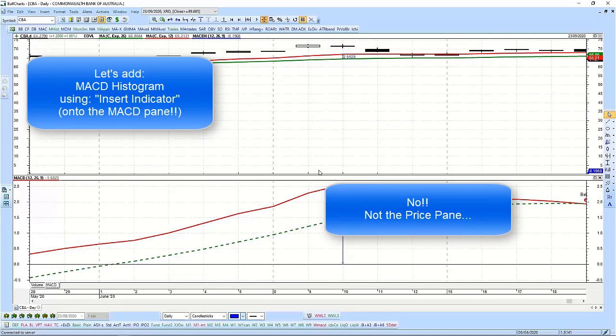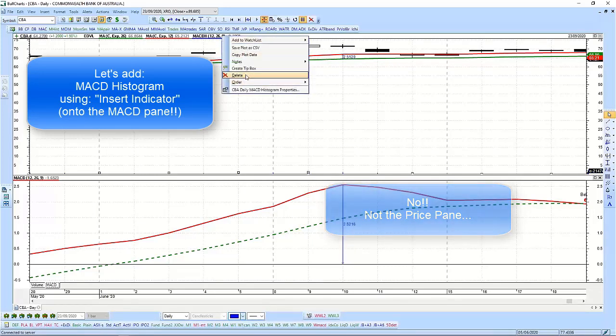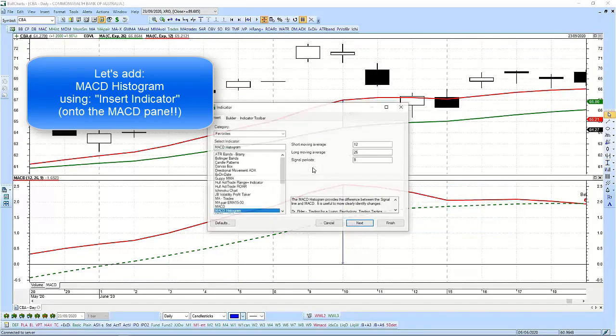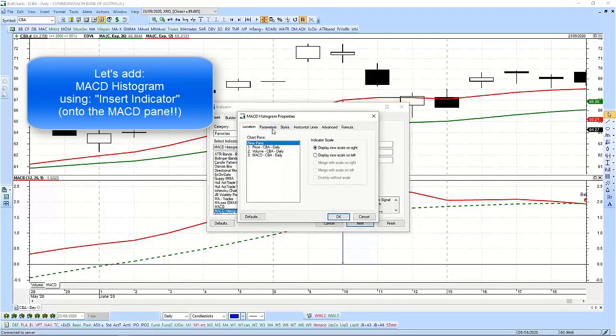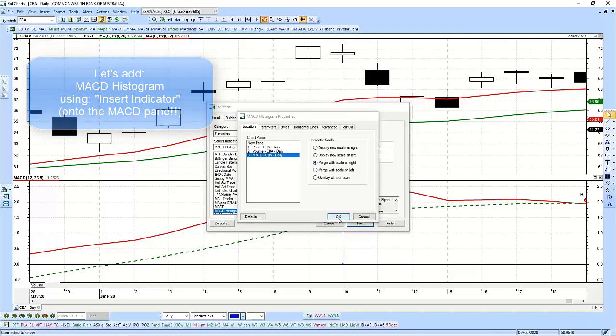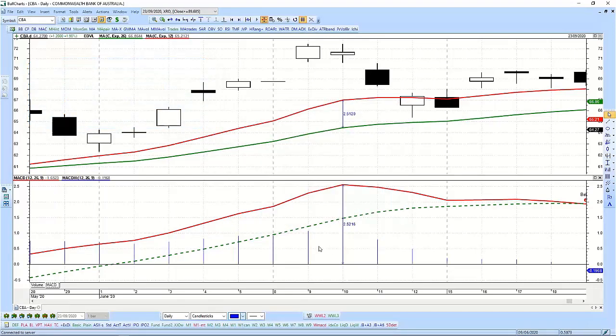Sorry, wrong pane. I didn't want that, did I? Delete the histogram, right click, delete. We want it on the MACD. Next, on the MACD chart, down the bottom, that's where we want it. So there it is there.